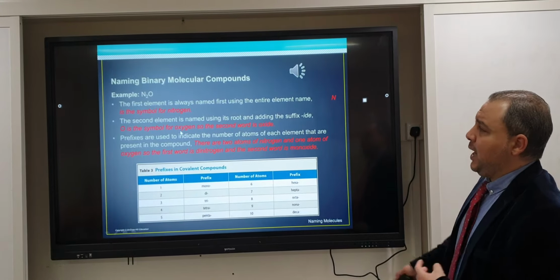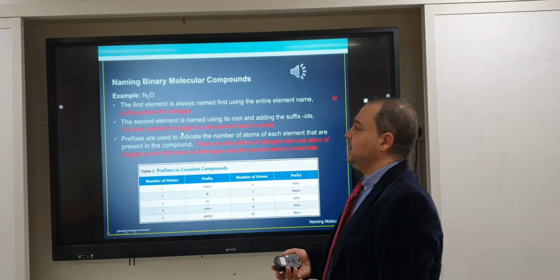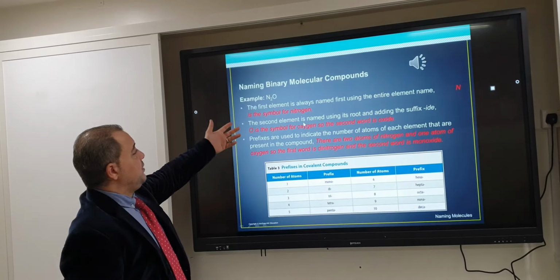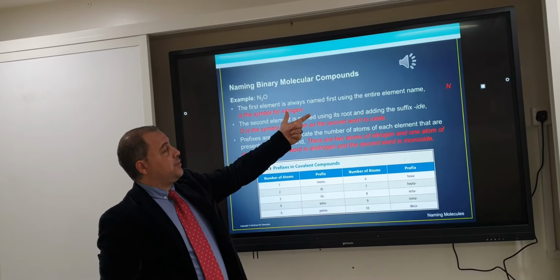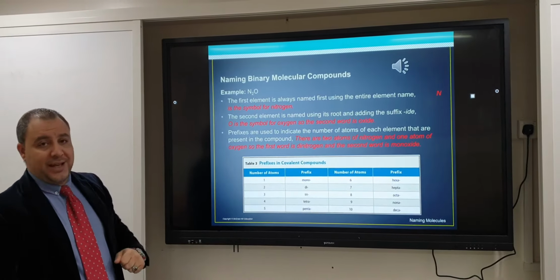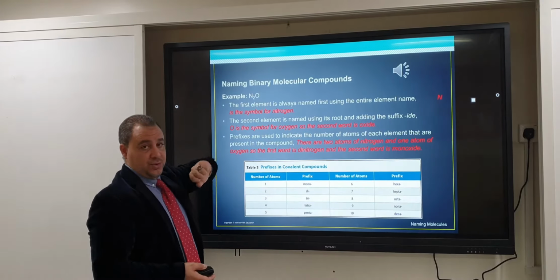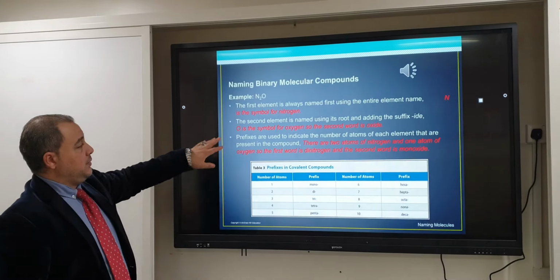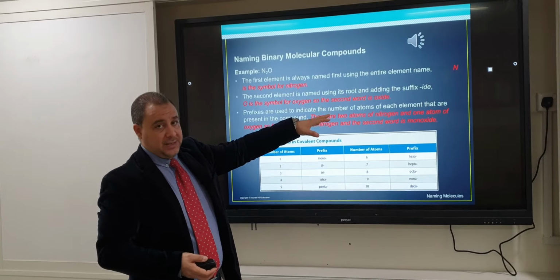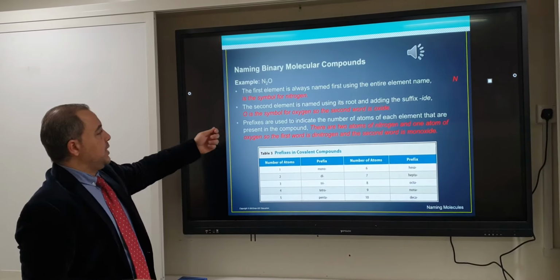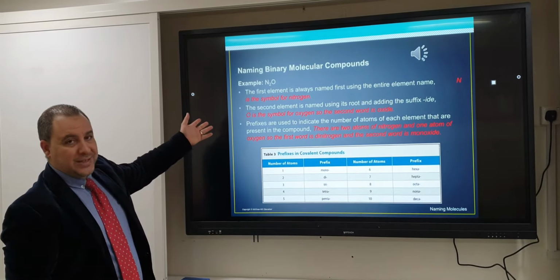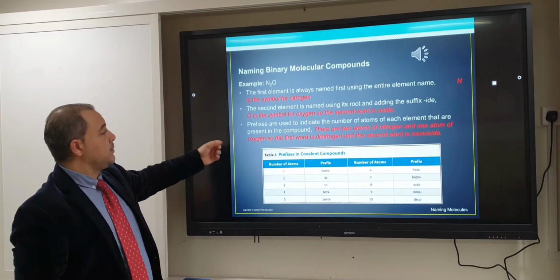This example, how can we simplify this example? Naming N2O. The first name is always named first using the entire element name, which is simply nitrogen. The second element is named using its root and adding the suffix ide. O is called oxygen, so it's called oxide.